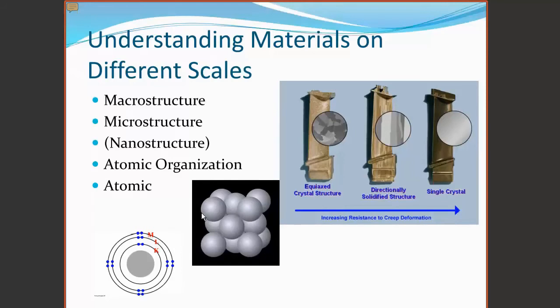In this diagram here, we show the unit cell for a face-centered cubic structure, showing how the atoms are arranged in a regular lattice. This would be the atomic arrangement within each of the crystals shown in the microstructure. Within each atom, we can look at the atomic structure or the subatomic structure. And here we have a simplified model of the atom showing a nucleus surrounded by orbiting electrons.